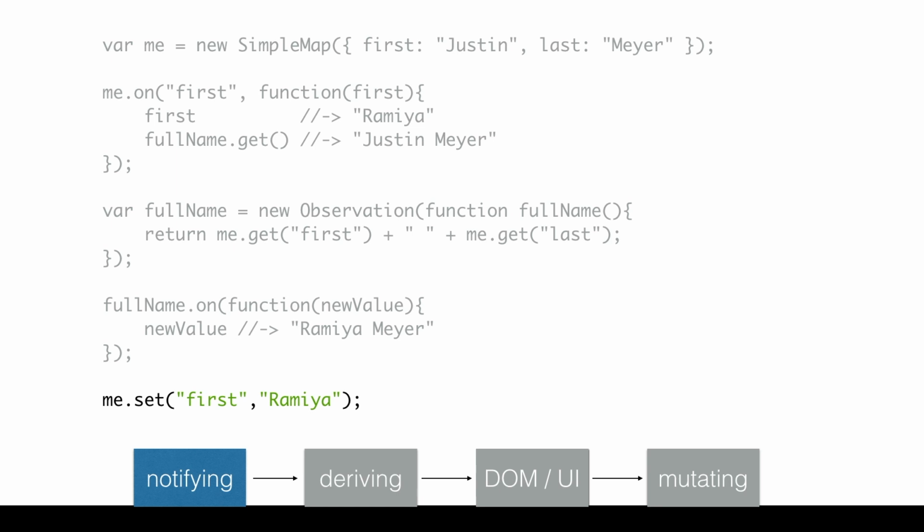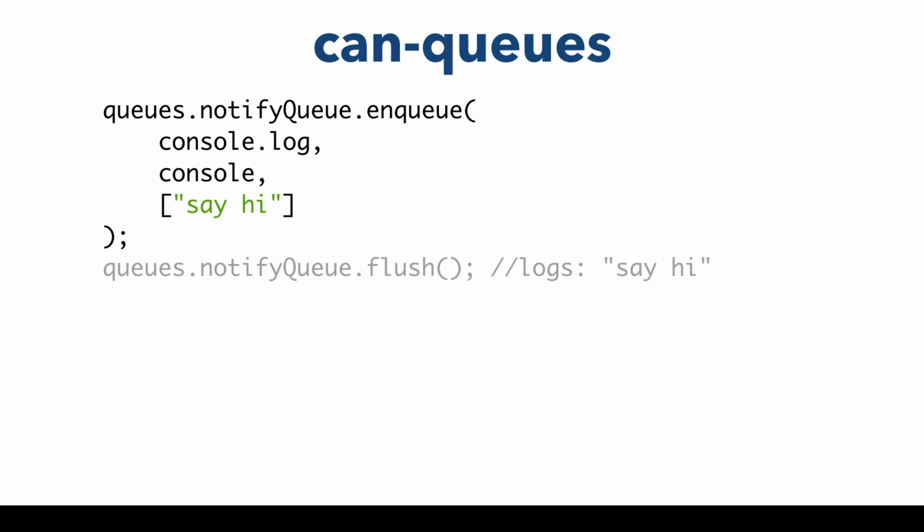Finally, changing a property needs to tell all observations that something has happened. This will happen in the notify queue. By the way, if this isn't making a lot of sense right now, don't worry. It will by the end of the presentation. But first, some background on queues.